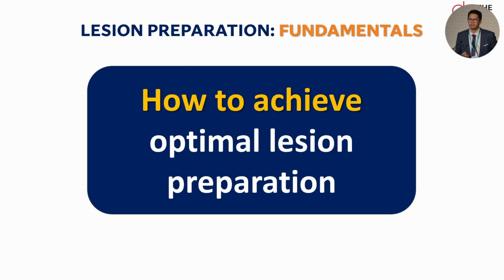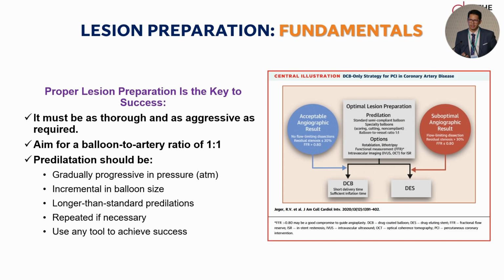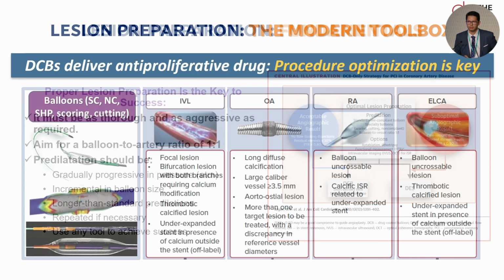But how to achieve an optimal lesion preparation? I think key points are important. It must be as thorough and as aggressive as required, as you saw in the presentation from Thomas. Balloon to artery ratio 1-to-1. This is very important, and the predilatation should be gradually progressive in pressure in atmospheres, not going crazy, rapidly increasing the atmospheres. You have to go 2 by 2 by 2 atmospheres, incremental in balloon size also, longer than standard predilatation, repeated if necessary, and use any tool to achieve good predilatation.